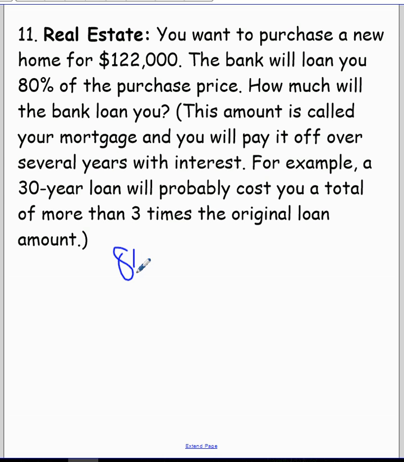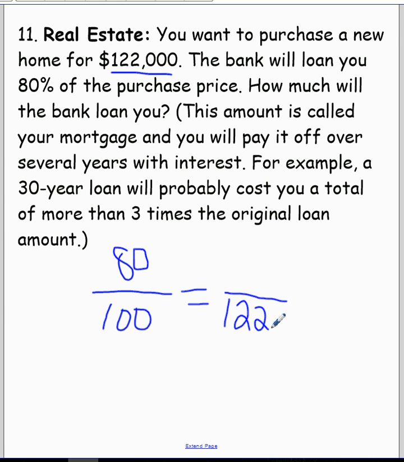We see 80%, and it's out of 100. The new home purchase price is $122,000. So that's not a portion of how much it's worth, it's how much it's worth in total right now. So that's going to be the B value. So a portion of that, A, the amount, is how much the bank will loan us. So let's cross multiply and solve for A.